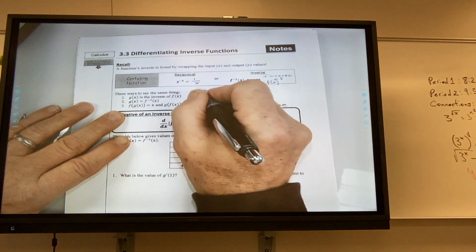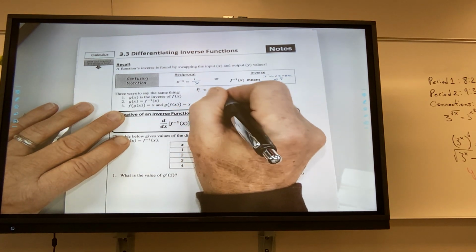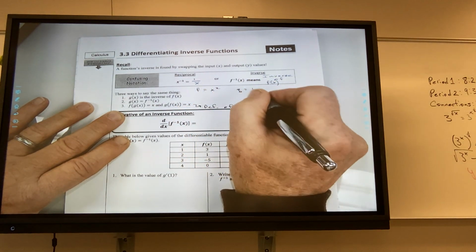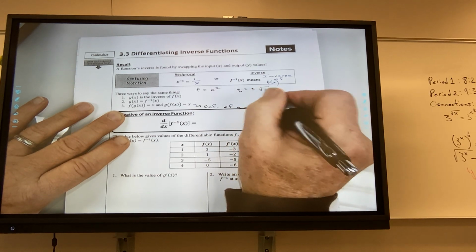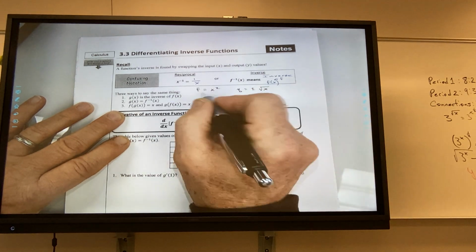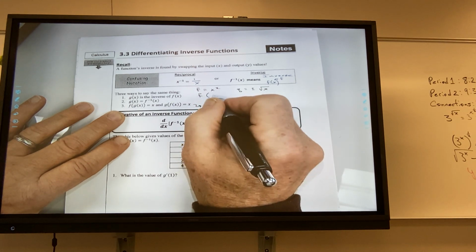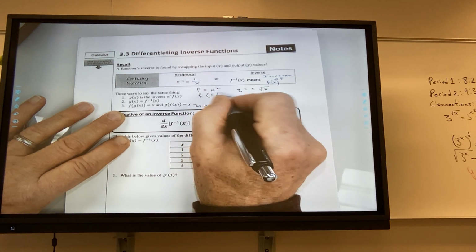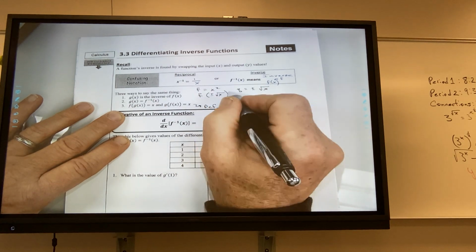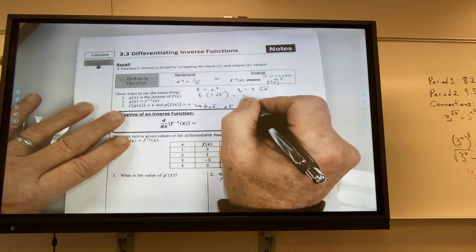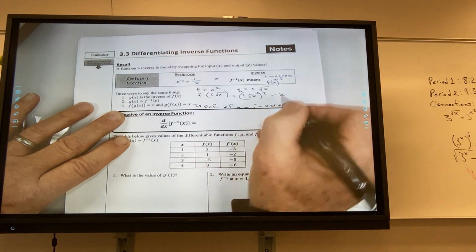Example, we had f equal x squared, we had G equal plus or minus the square root of x. So if I plug G into f, and I take plus or minus the square root of x and square it, I get x as my answer.